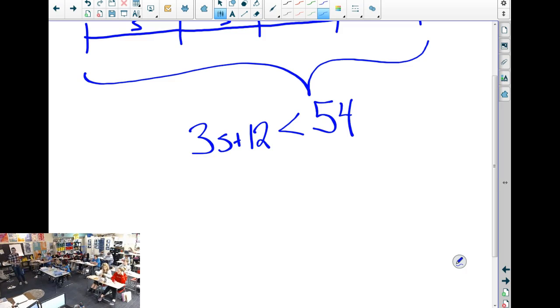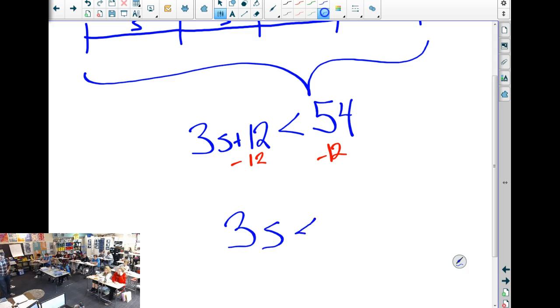Sophia, what could I do first here to start working towards figuring out S? First, you could do 54 minus 12. Do I just do it on that side? No, because what you just said for me to do was this. Yeah, but you also have to do it over here. So then we have 3S less than 42. Aiden, what do I do then?